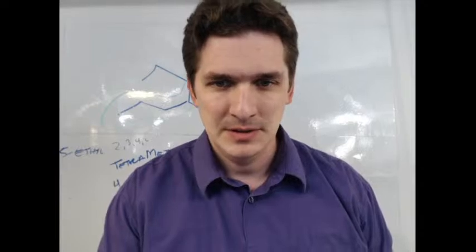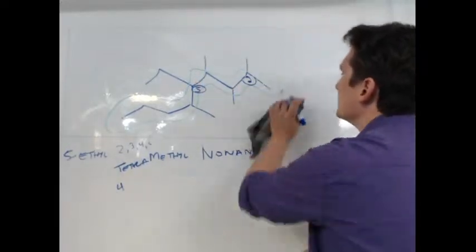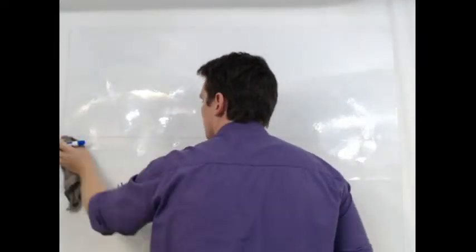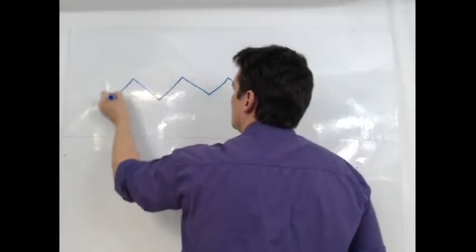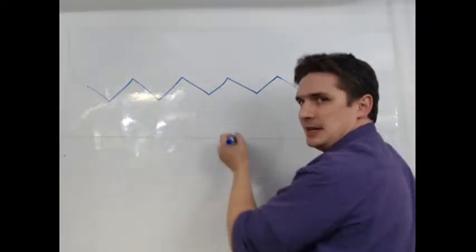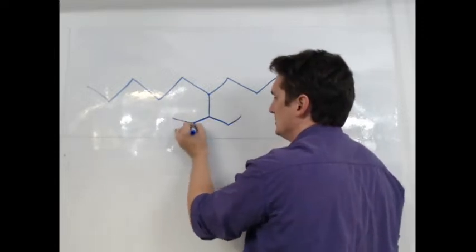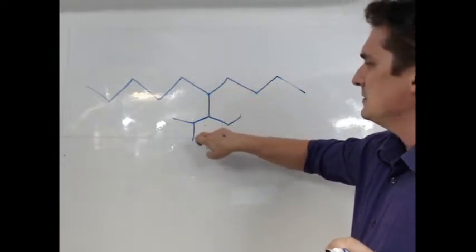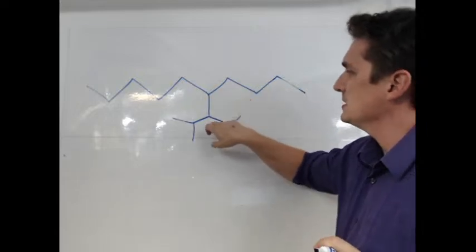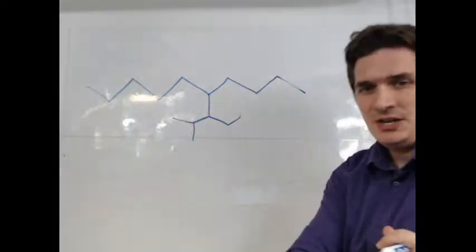Second and third question. That's definitely 10. 1, 2, 3, 4, 5, 6, 7, 8, 9, 10. Then I drop down, third valley. So I've got 1, 2, 3, 4, 5, 6, 7, 8, 9, 10. So the parent chain here is decane.